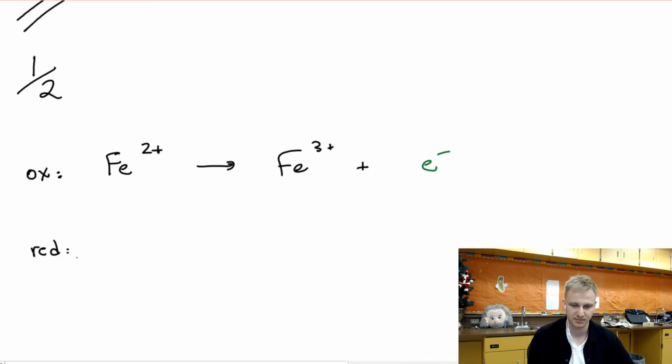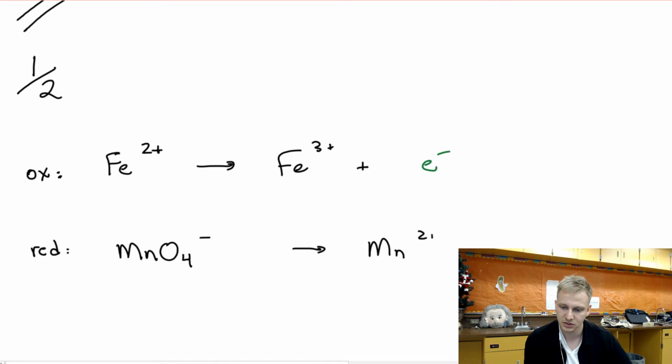Reduction then would obviously be the other thing. And the other thing was the MnO4 with the minus charge, and that is reacting to produce Mn2+, like such. And so what we need to end up doing here in this case is we add 5 electrons to this.